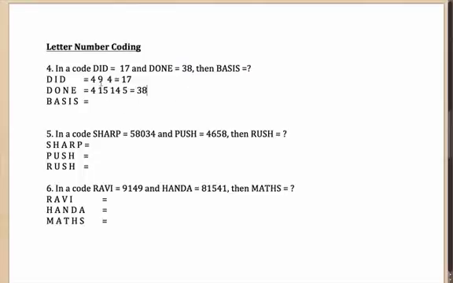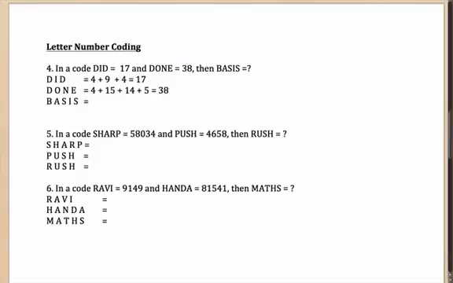So what is the pattern here? How come 494 is becoming 17? Well, it does not take rocket scientists to figure this out, that it is just a simple addition of the values. 4, 9 and 4 add up to 17, 15, 14 and 5 add up to 38.